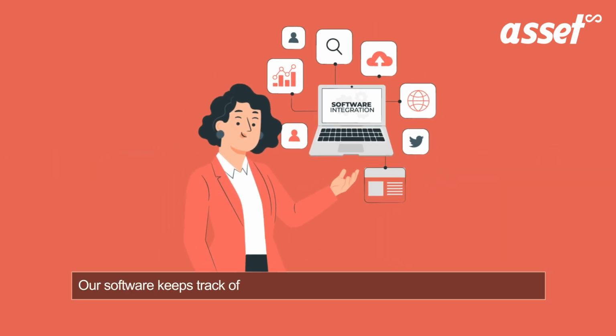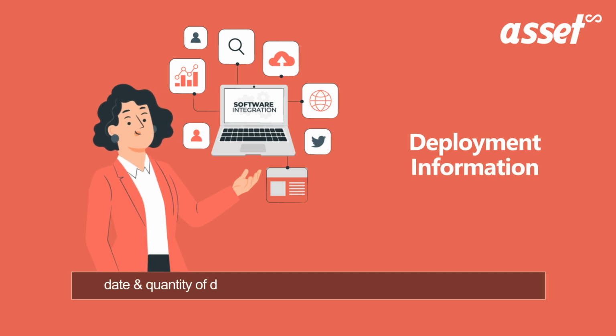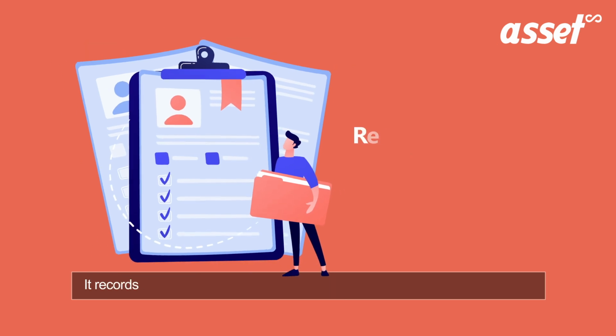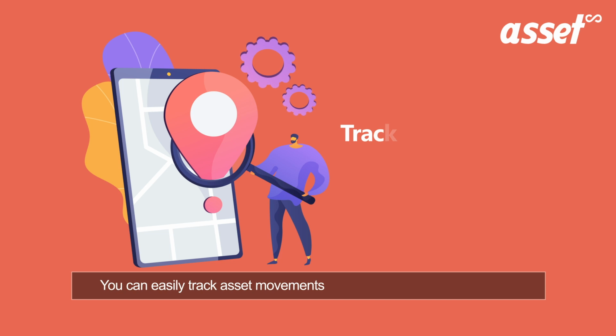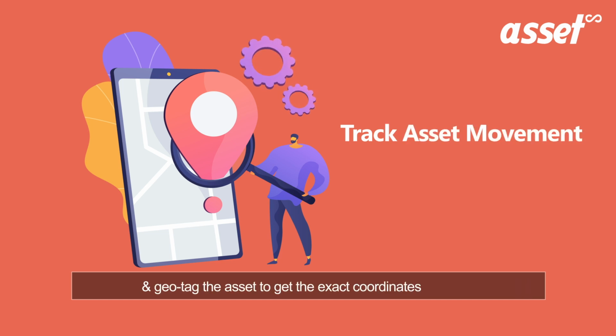Our software keeps track of the asset and all essential deployment information, such as date and quantity of deployment, when it was deployed and who deployed it. It records details such as brand, category of asset, and purchase details with the asset tags and labels, and other crucial information related to each asset. You can easily track asset movements between the warehouse and outlet and geo-tag the asset to get the exact coordinates on a map.